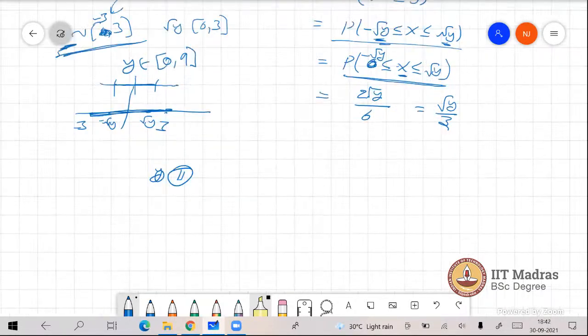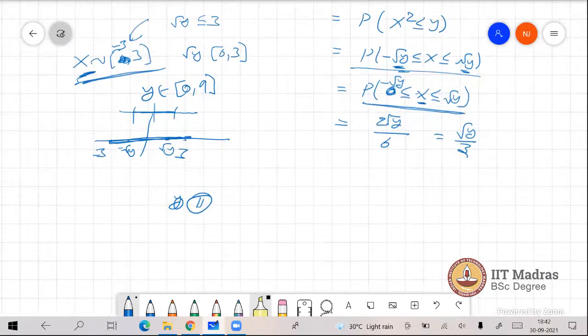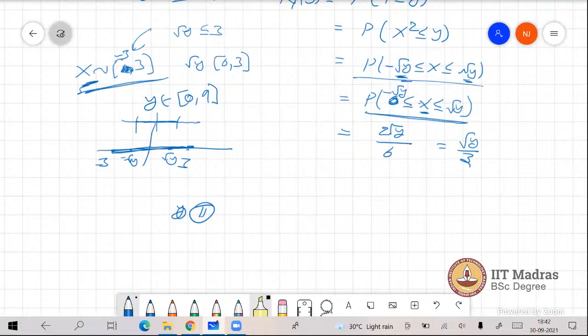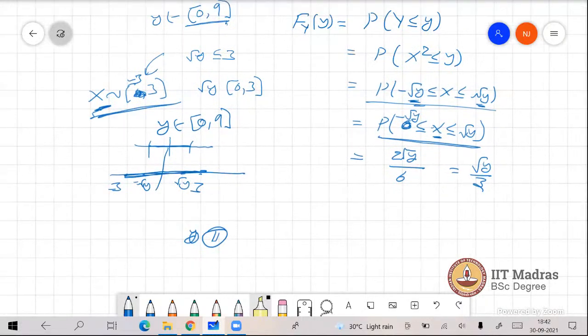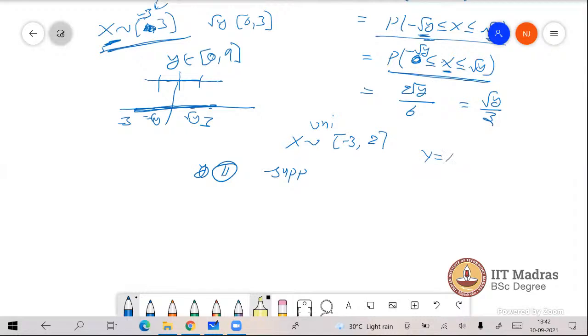The second case is a bit tricky, but not that hard. Just need to take care of this root y and minus root y thing here. Now what is the support of y? Here my x takes values from minus 3 to 2, uniform on this interval. Now y is defined as x square. So what is the support of y? 0 to 9.